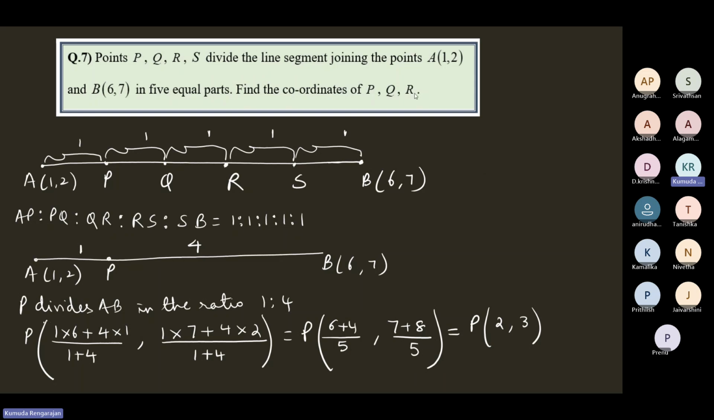I've forgotten to type this, not only P, Q, R and S it is. So you can find P first like this. You can find P using the ratio 1:4. P divides AB in the ratio 1:4. So you can find the coordinates of P first, and then you can always use the midpoint formula.